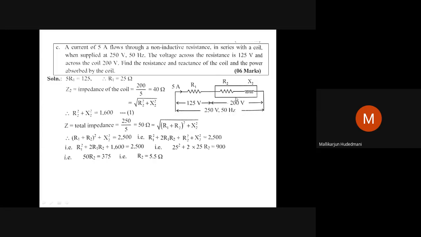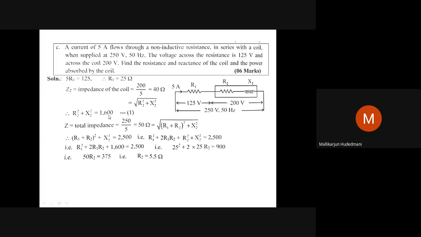impedance of this. Inside the impedance, I have R and X separable. Then what will I do? Impedance of the circuit or inductive coil is 200 divided by 5, that is 40 ohm, which is equal to square root of R2 square plus X2 square. You can see under the root. Or this can be given as 40 square equal to R2 square plus X2 square.